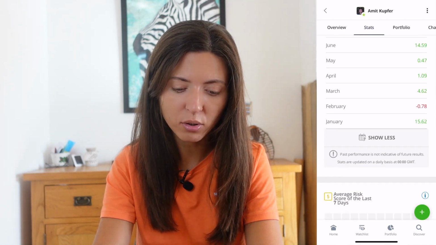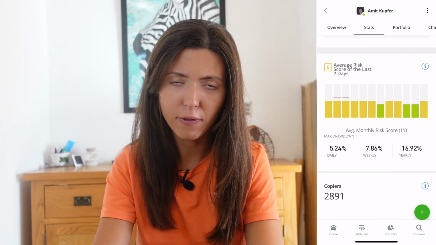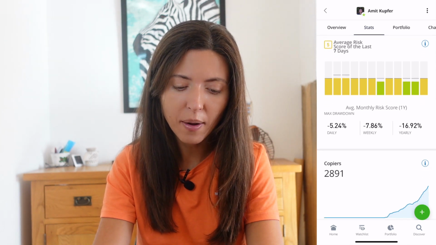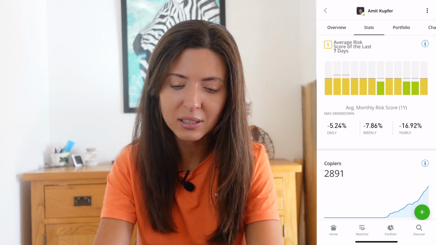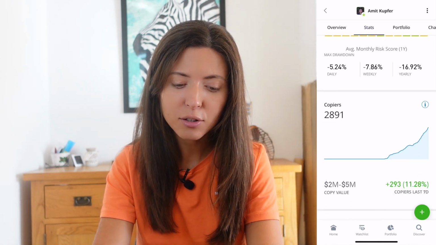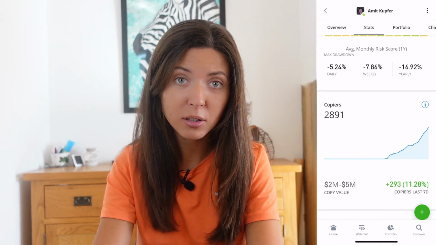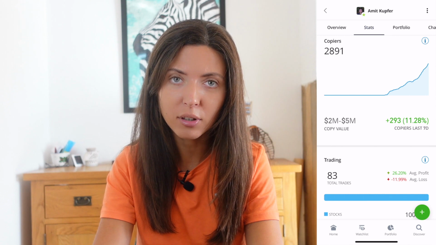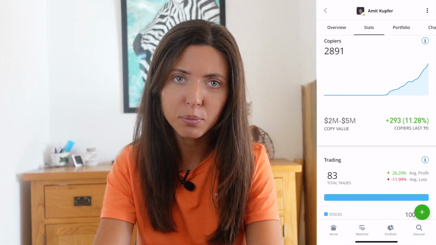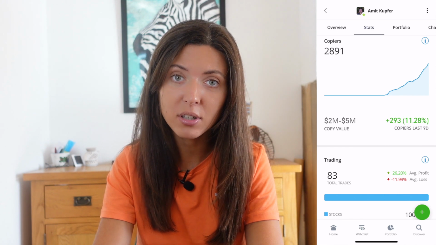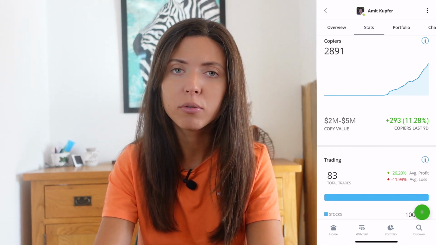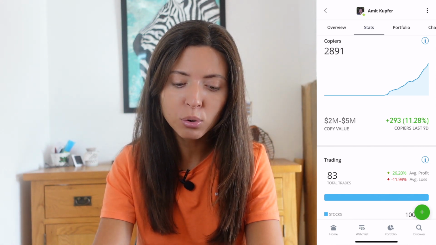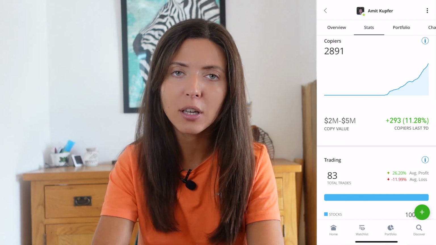Yeah, the majority is good, of course. The average risk is 5 in the last 7 days. The previous guy had 6, but the maximum drawdown is minus 17% per year. He has 2,891 copies, so many more than the previous guy, and he had plus 293 copies, which comes to 11% of the total number in the last 7 days. And I assume it's for the same reason. eToro, for some reason, decided to promote this person to its audience. The copy value is 2 to 5 million compared to 50,000 of the previous guy.